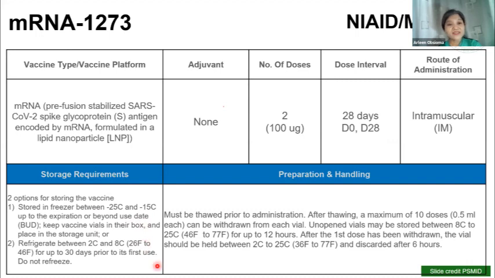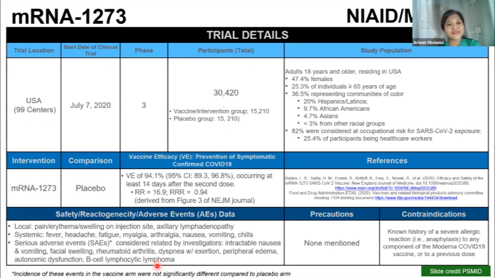The clinical trial for the Moderna was started in July of last year, and they enrolled 30,000 individuals. 15,000 were given the vaccine, and 15,000 were given the placebo. This was given to adults 18 years and older, and 47.4% were females. There were also individuals more than 65 years old who were given the vaccine. 82% were considered at occupational risk for SARS-CoV-2, like healthcare workers.